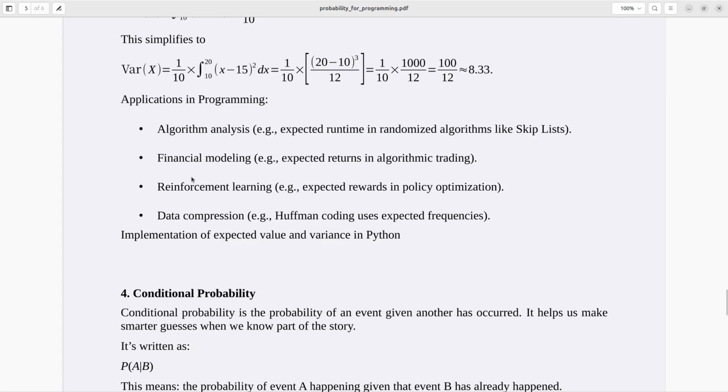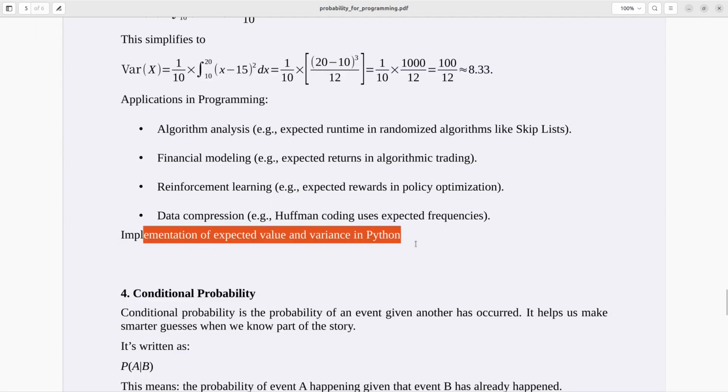And we can also use them to handle reinforcement learning. For example, we can find the expected rewards in some policy optimization. We can also use them to handle data compression. For example, the Huffman coding would allow us to evaluate the expected frequencies, okay? So let us see the implementation of the expected values and variance in Python.